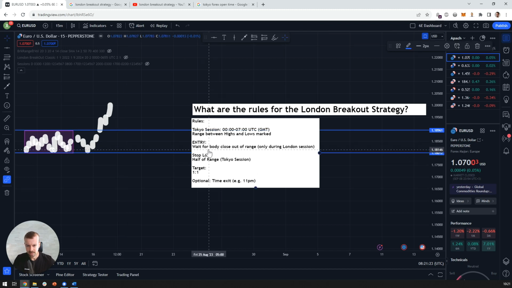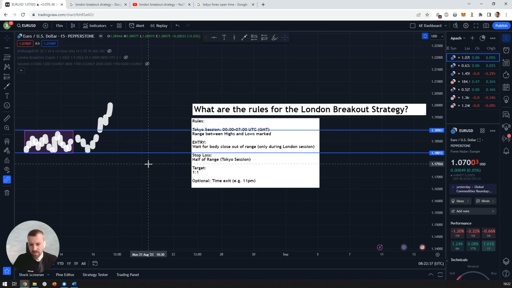And our entry signal is that we have to wait for a body of a candle to close outside of this range. So this would be the first candle that actually closes outside of the range. So we enter the trade with the opening of the next candle. So let's say it's here.